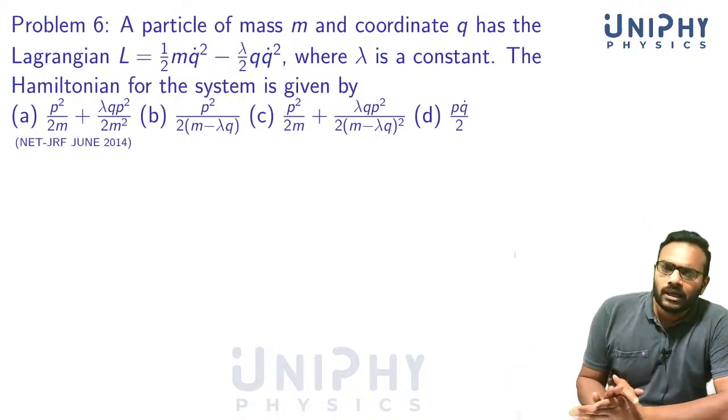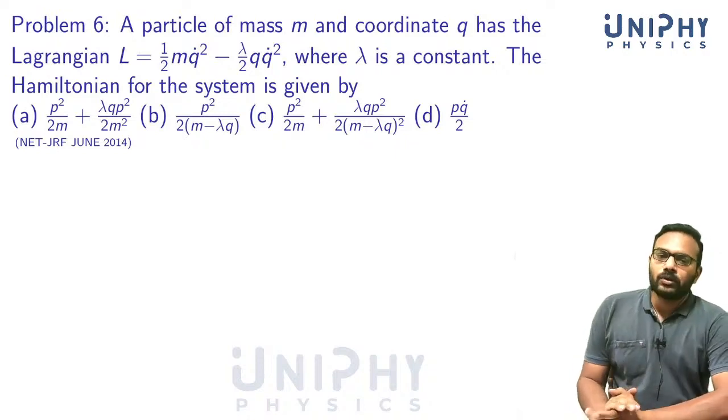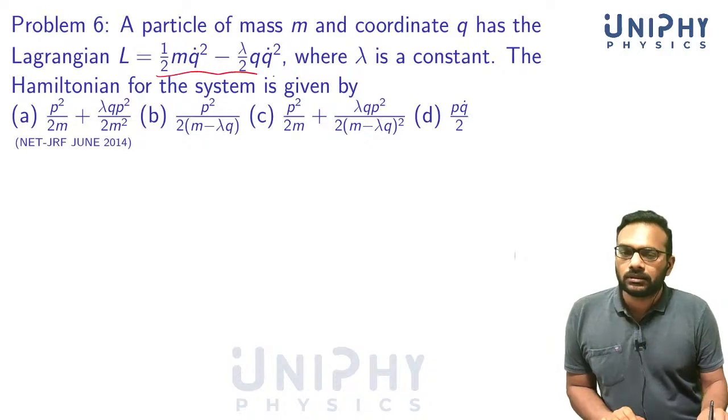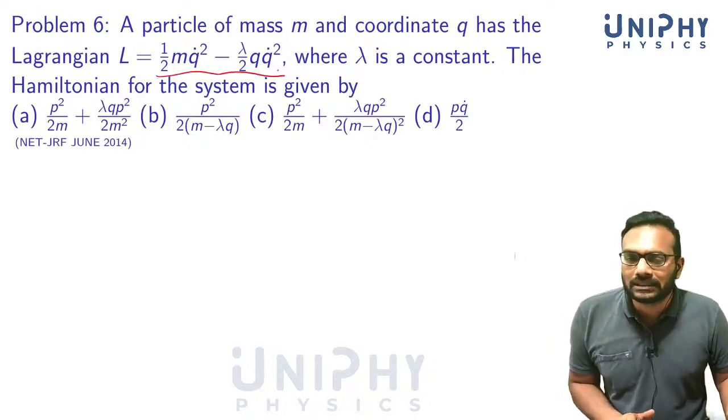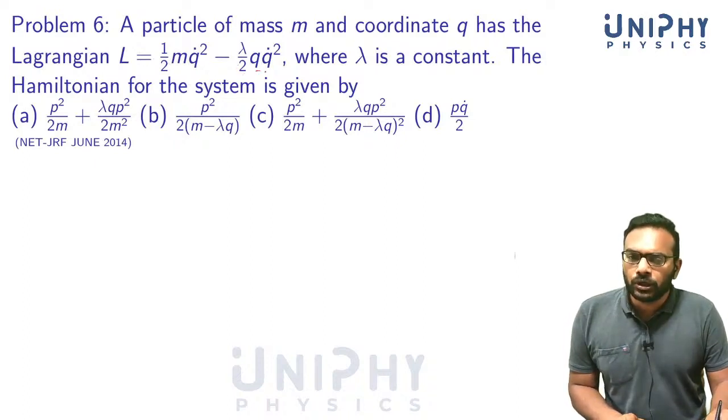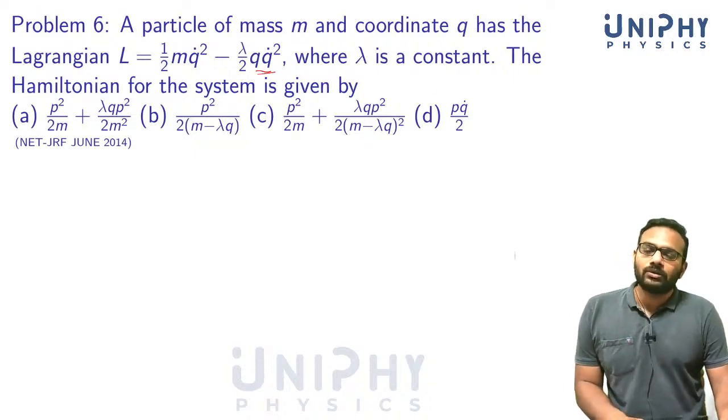All right. A particle of mass m and coordinate q has the Lagrangian. All these problems are taken from previous year NET questions. We have got the Lagrangian here: L equal to half m q dot square minus lambda by 2 q dot square, where lambda is a constant. The Hamiltonian of the system is given by.